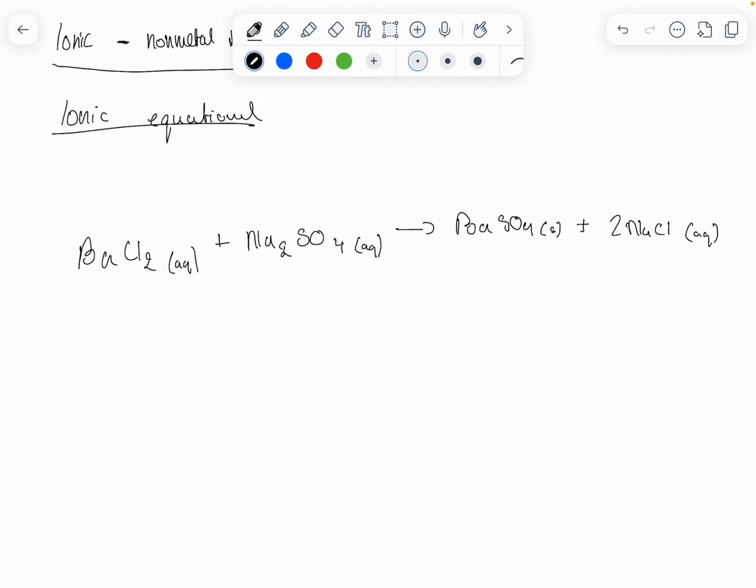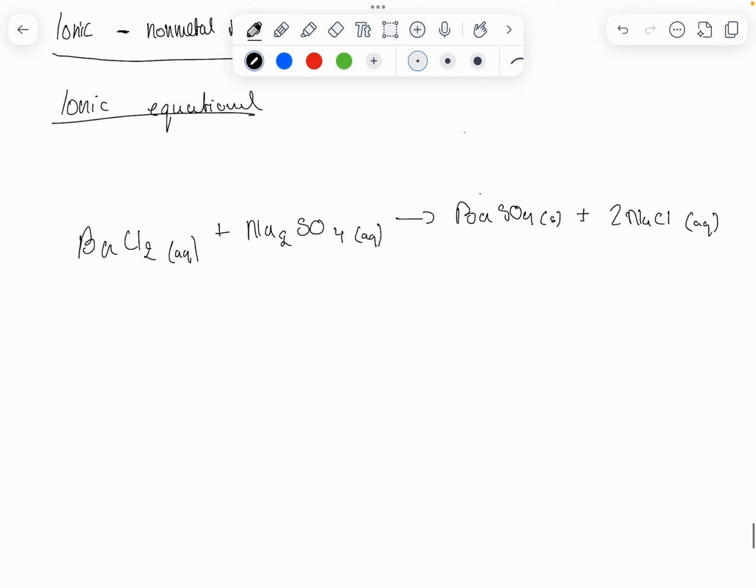first rule is we have to break down this substance. Okay, it's balanced. We can see that there's one barium here, one barium here, 2 chlorines, 2 sodiums, and 1 sulfate. Now we have to break down the equation. To break down the equation, we can only break down the substances that are in aqueous form. The ones that are in solid form remain the same.